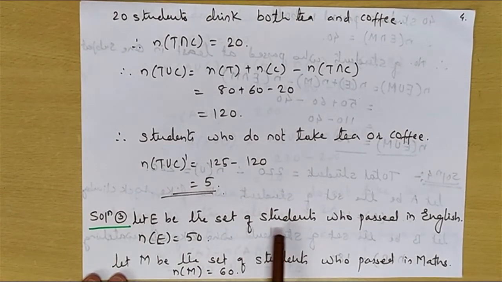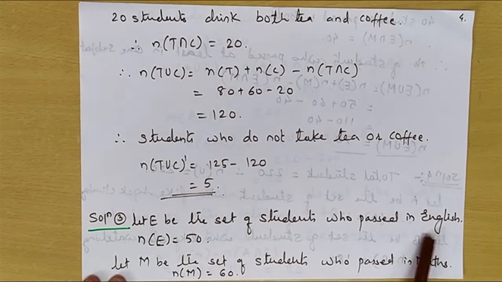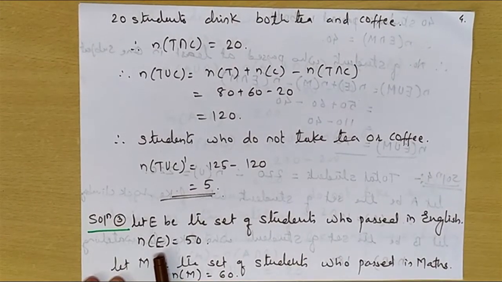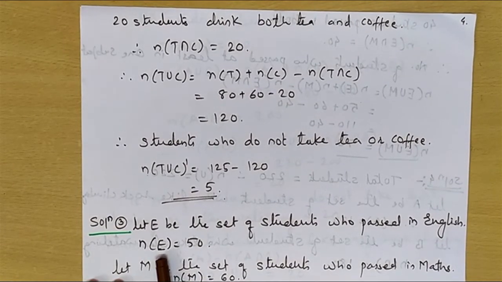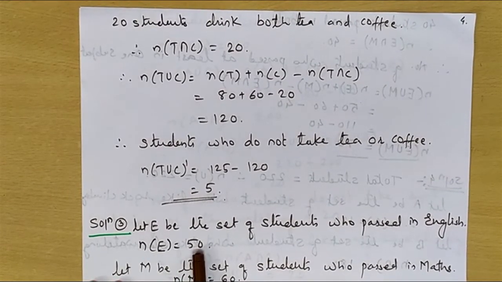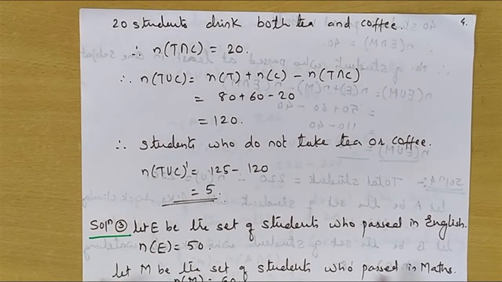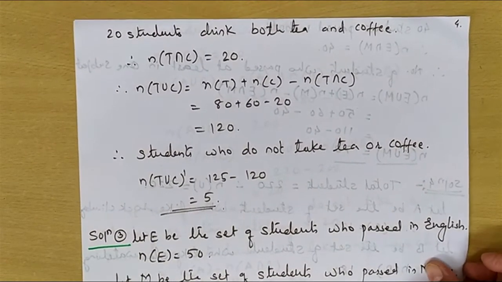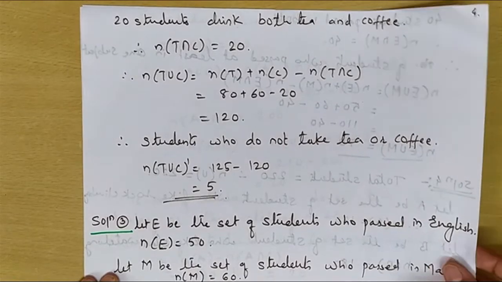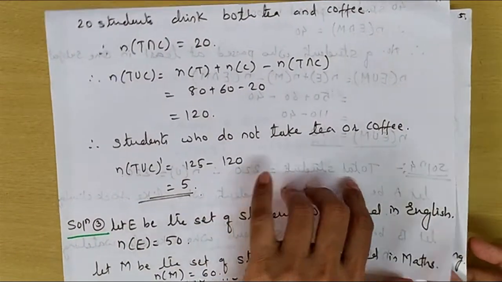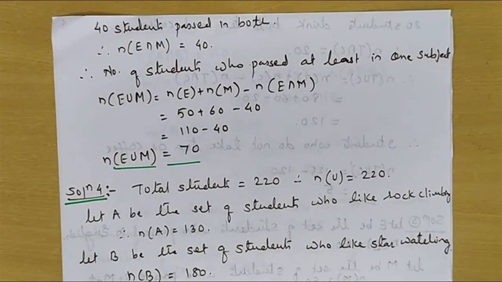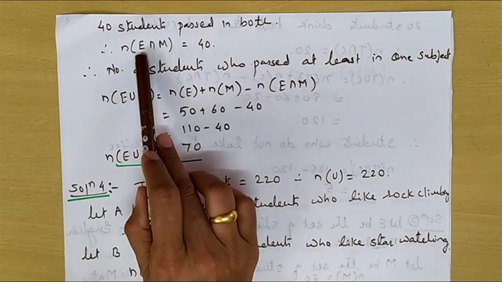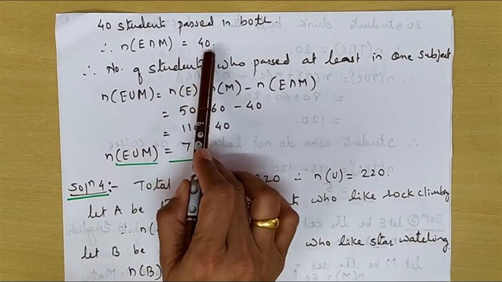Let E be the set of students who passed in English. So N of E, that means the number of elements, is 50, or the number of students who passed in English is 50. Let M be the set of students who passed in maths, so the number of students who passed in maths is equal to 60. Now 40 students have passed in both. So N of E intersection M is equal to 40.